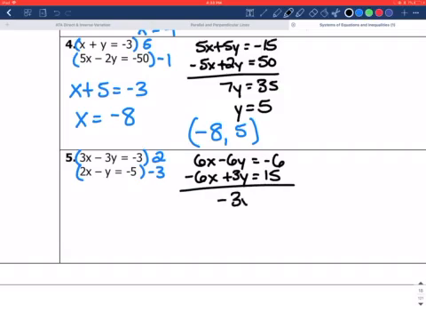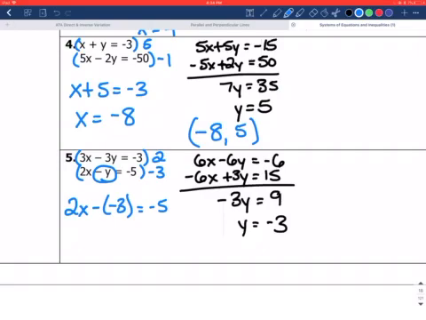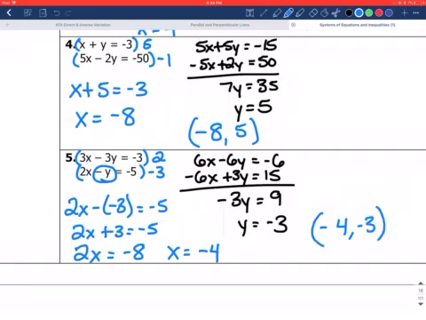The x's will cancel out. You'll be left with -3y equals 9, and y equals -3. You take that -3. I'm going to plug it back into the bottom because it's going to be a little easier. And I'm plugging it back into the original equation. So 2x plus 3 equals -5. If I subtract 3, that will give me a -8. And x is -4. So my final answer here is -4, -3.